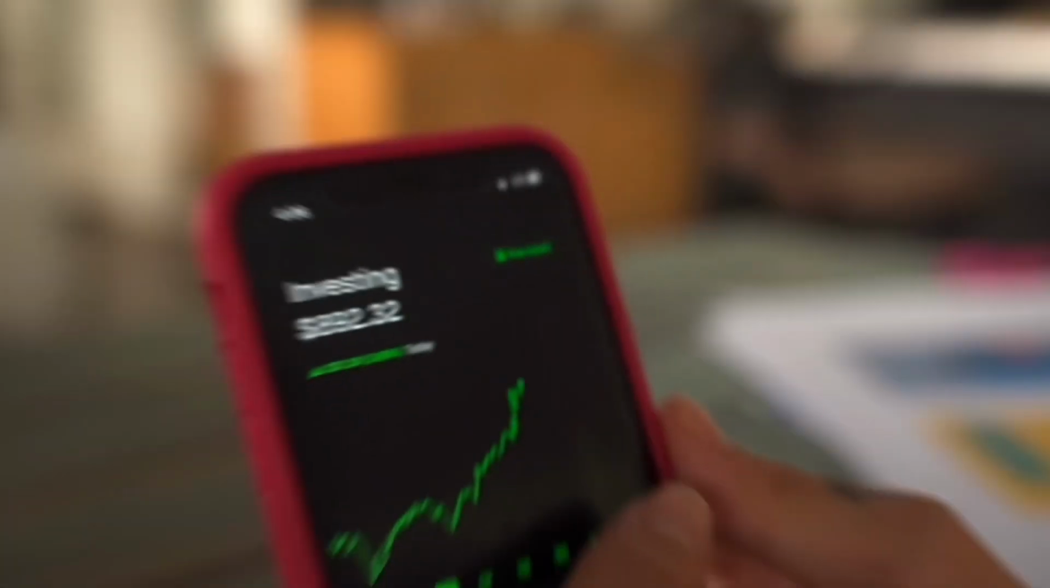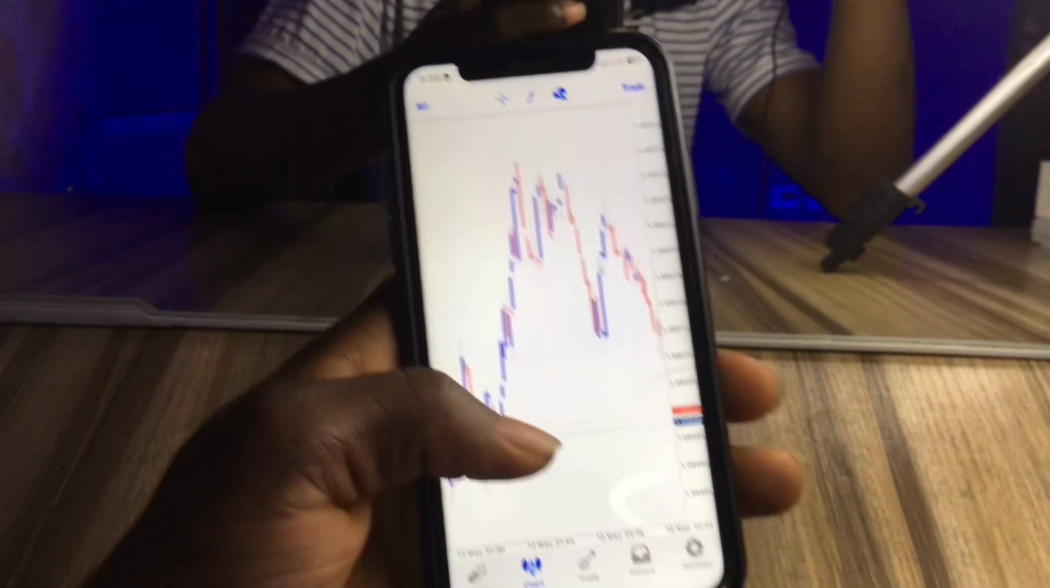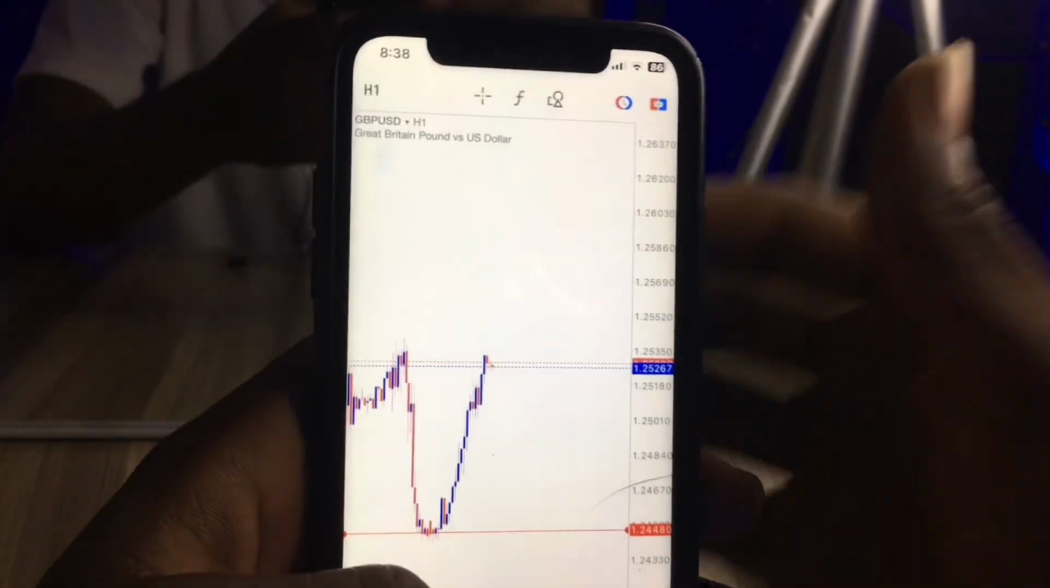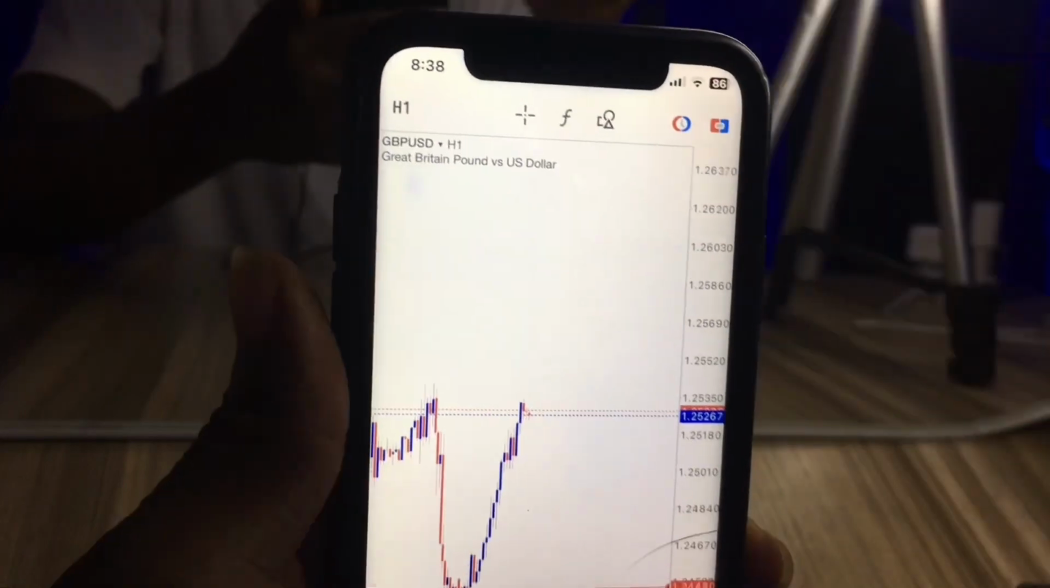First thing first, I see a lot of people use MetaTrader 4. Now MetaTrader 4 is not the best app if you want to scalp the market. The app you should be using instead of MetaTrader 4 is MetaTrader 5. Now why I say you should be scalping on MT5 is because it has a very fast working feature. Now let me show you guys this.